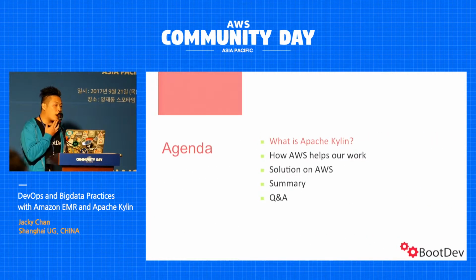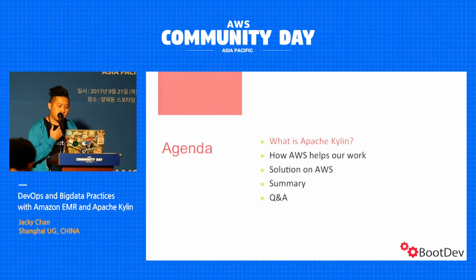So, how are we doing it to handle the big data structure? There is one main tool that we use. It's named Apache Kylin, which is an Apache Foundation project that we use to run OLAP.